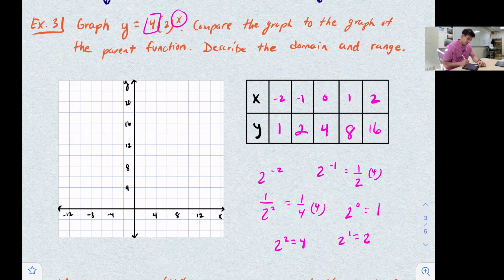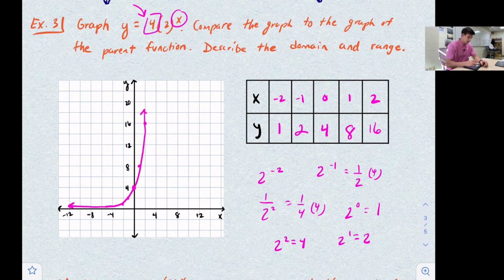Okay, so I'm going to start with (0, 4). Why are we starting with that? Because that's our y-intercept. Remember, a is our y-intercept. So then we have (1, 8). We have (2, 16). And now going to the left, we have (-1, 2) and (-2, 1). Okay, so now we can draw our smooth curve going through our points. And we want it to approach the x-axis but not cross it. Okay? And so now we have our graph right there.